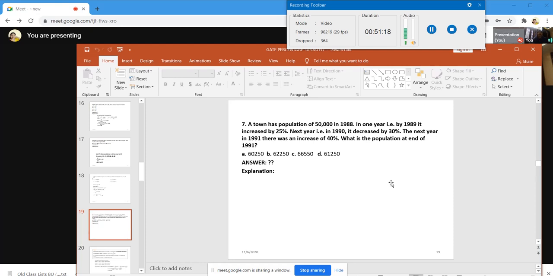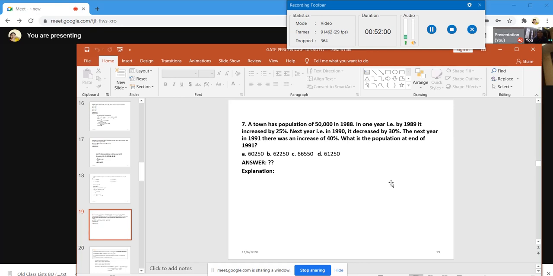This is a population problem, and we can apply the formula for this. Let's read the problem first. A town has a population of 50,000 in 1988. By 1989, it increased by 25%. In 1990, it decreased by 30%. In 1991, it increased by 40%. What is the population at the end of 1991?